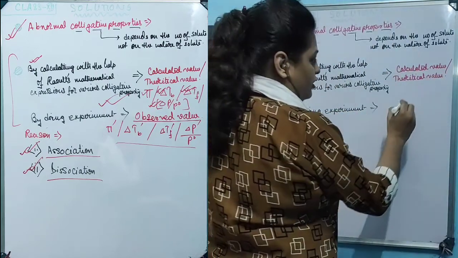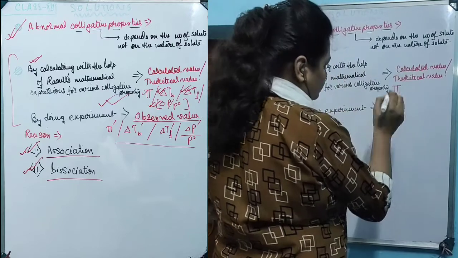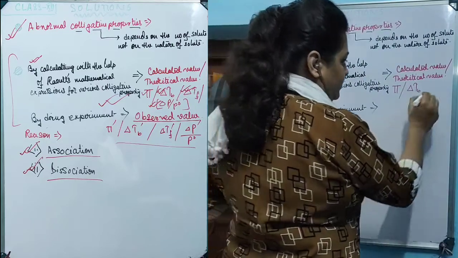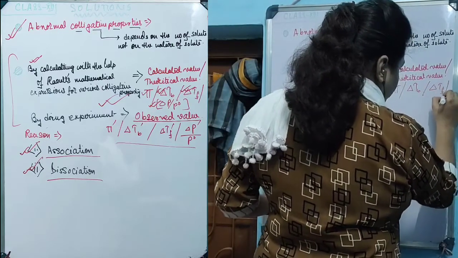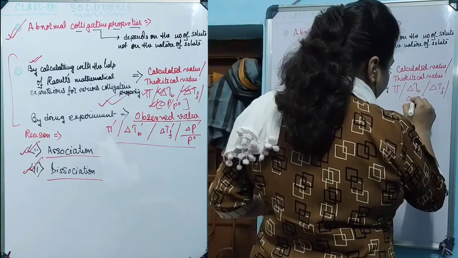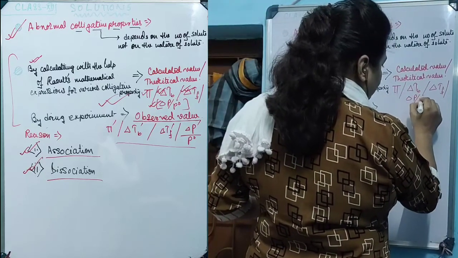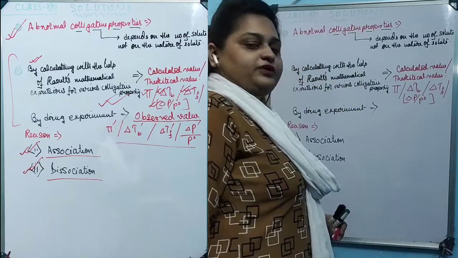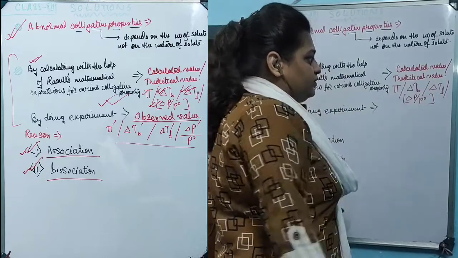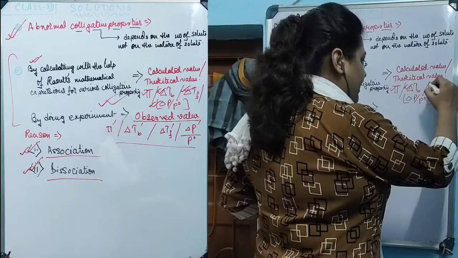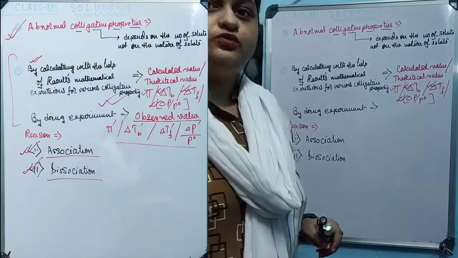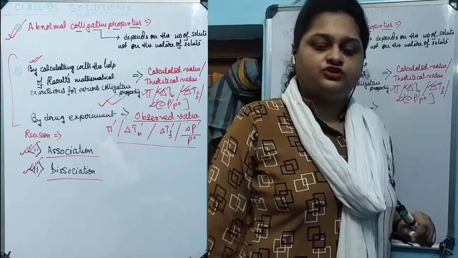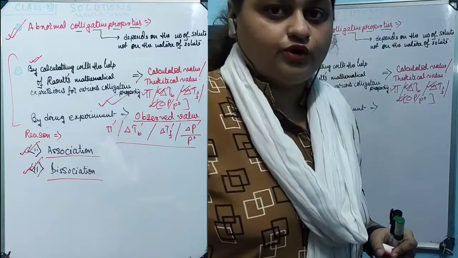Different colligative properties are denoted as pi for osmotic pressure, delta TB for elevation of boiling point, delta TF for depression in freezing point, and delta P by P naught for relative lowering of vapor pressure. Now these are the calculated values that we got by applying Raoult's law. Only calculated values. We did not verify them experimentally. We are applying a mathematical expression for each of them and calculating the value for each of them.